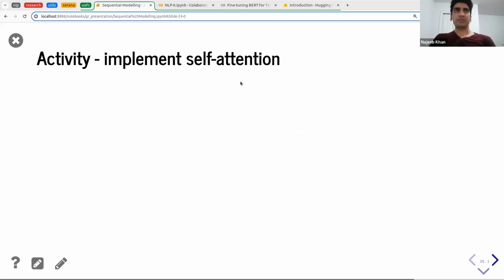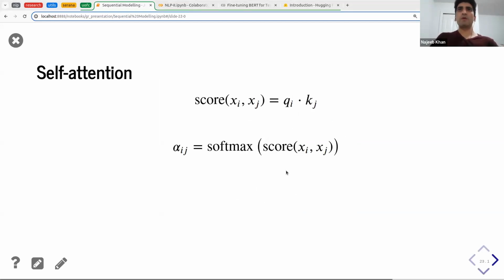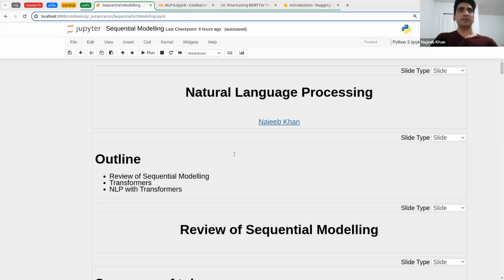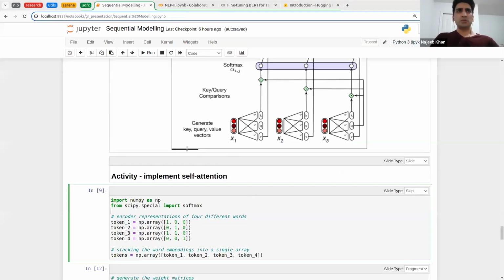So let's do an activity: implement self-attention. In equations it might be hard to follow, but once you see the code, maybe it would be slightly easier to comprehend.